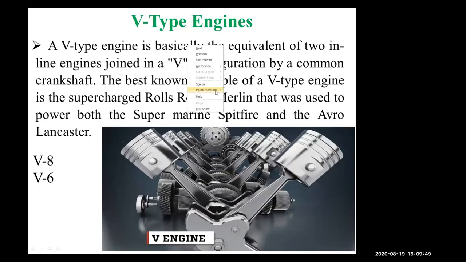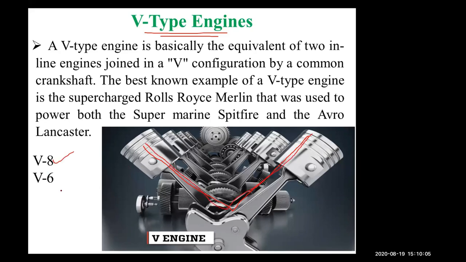The last type of engine is the V type of engine. As you can see in this picture, the cylinders are arranged in a V shape. So we can have V8 engines, we can have V6. It's common to hear of V8 cars. That means they have eight pistons arranged in a V configuration. A V-type engine is basically the equivalent of two inline engines.